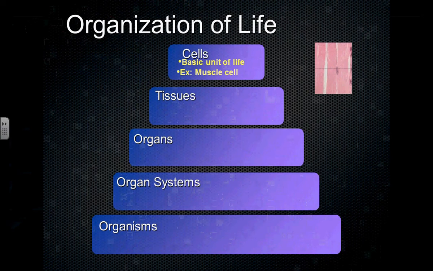Well, a single muscle cell is tiny. On its own, it can't really do very much. But groups of cells work together. And when they do work together, they form what we call a tissue. Okay? A group of cells working together forms a tissue. And in our bodies, we have 3 different types of muscle tissue.